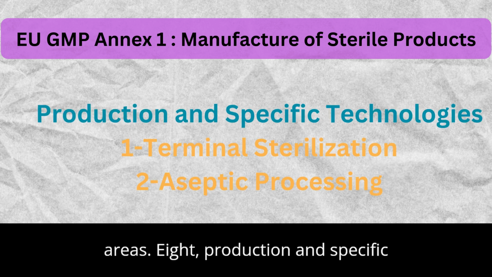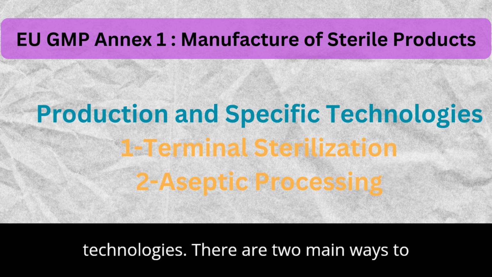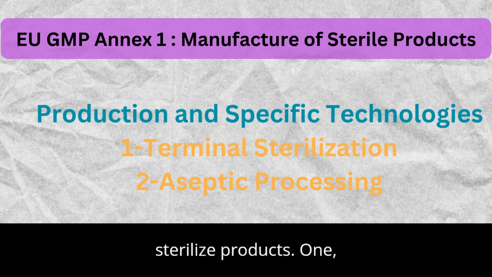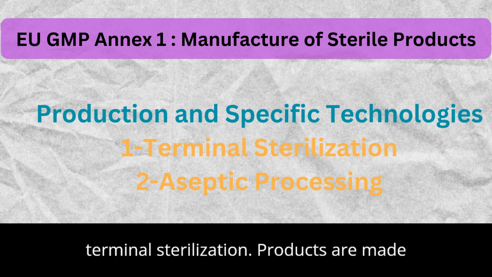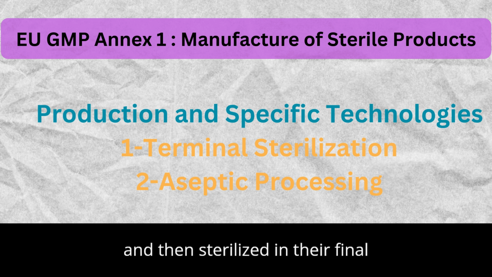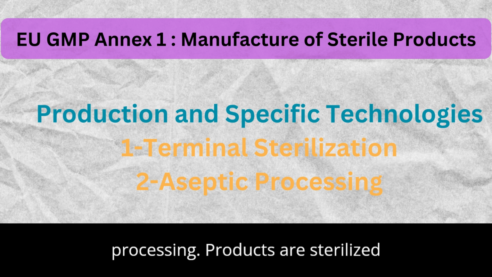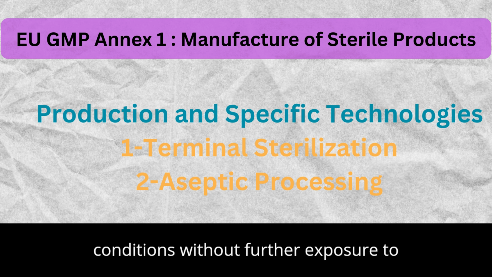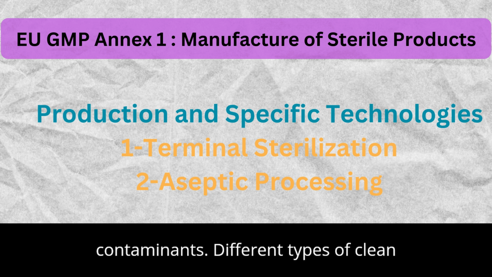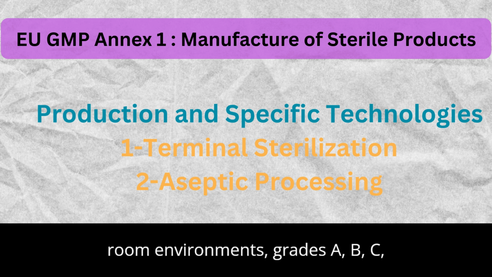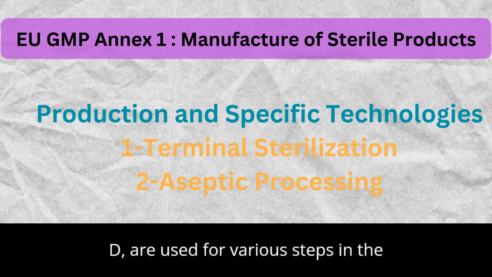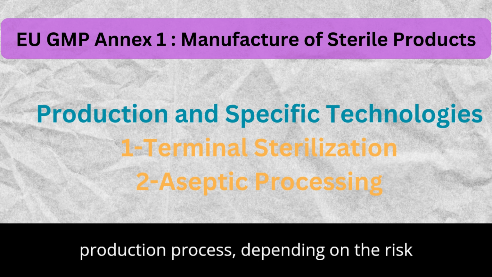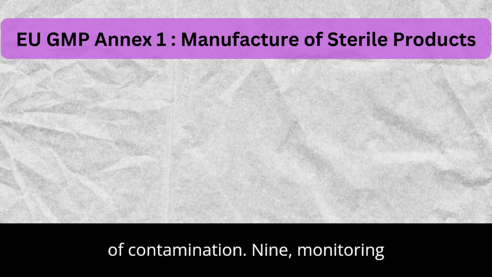8. Production and specific technologies. There are two main ways to sterilize products. 1. Terminal sterilization: products are made and then sterilized in their final container. 2. Aseptic processing: products are sterilized first, then processed in sterile conditions without further exposure to contaminants. Different types of cleanroom environments, grades A, B, C, D, are used for various steps in the production process, depending on the risk of contamination.